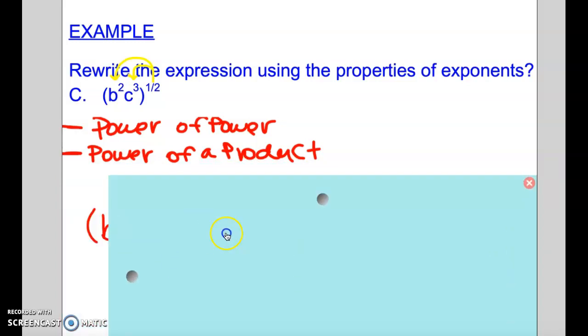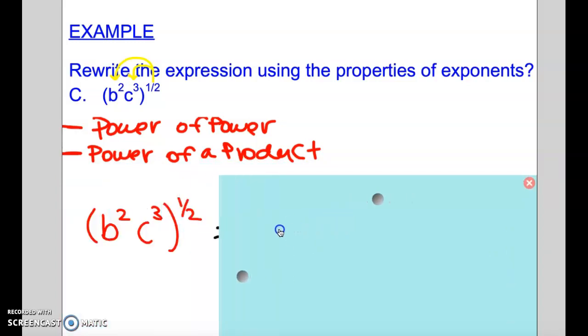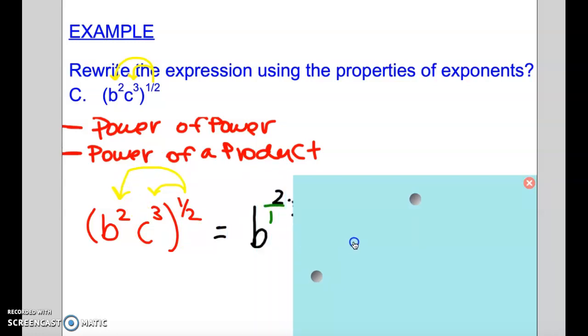Ooh, lots of good stuff here. Let's start. So like I said, we're going to distribute that 1/2. When I distribute it, power of a power tells me we need to multiply. So it's going to be b squared to the 1/2, or times 1/2. And I can make that 2/1, right, to make the multiplication of fractions a little bit easier.